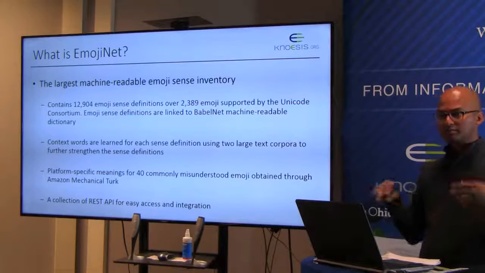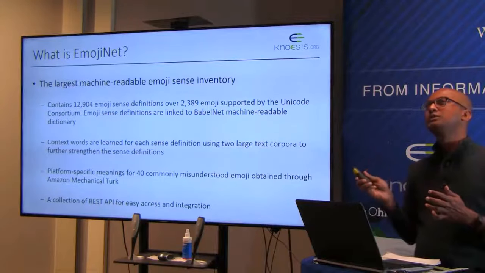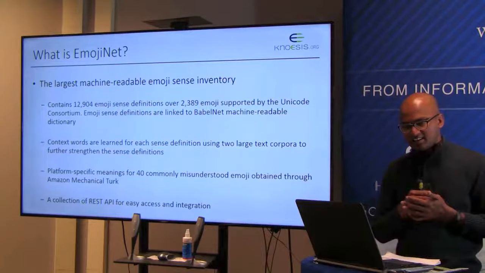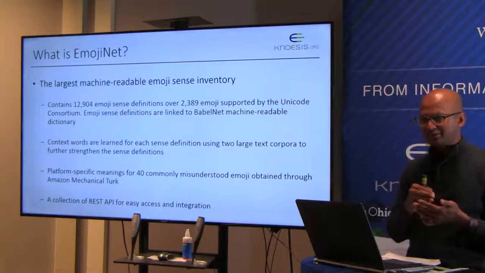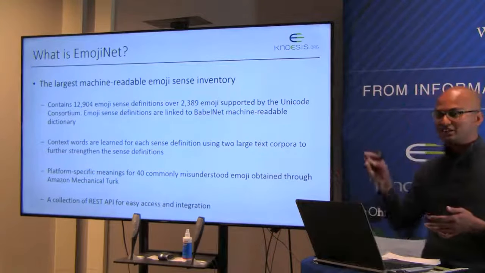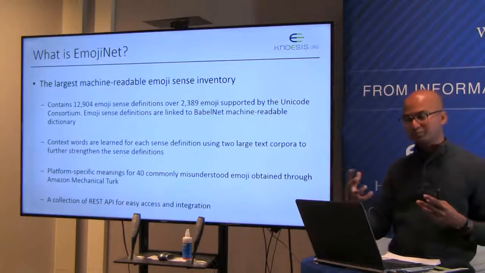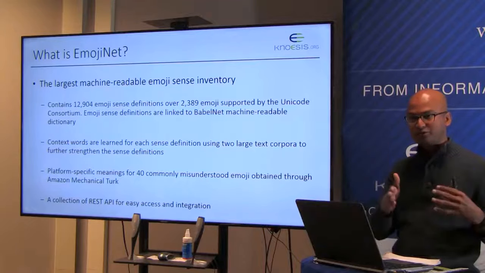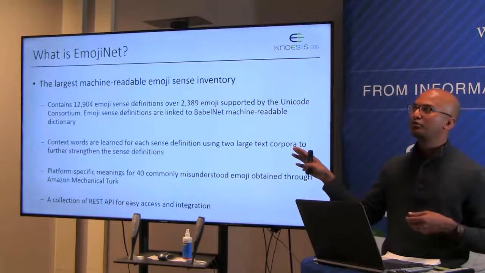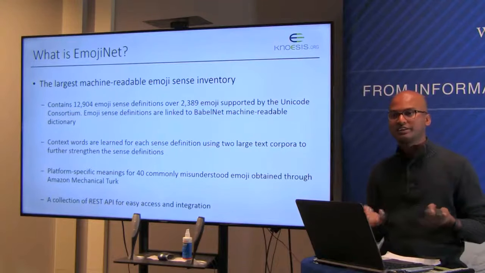So what is the growth rate of the emojis? Currently our resource has close to 2,400, and this has emojis that were supported until the end of 2016. We crawled this site in October 2016, and at that time we had 2,389. Every year, the Emoji Consortium introduces emojis at least twice, sometime in April and sometime in October. Currently there are more than 2,700 emojis. So within a year, they would probably support 200 or so new emojis.